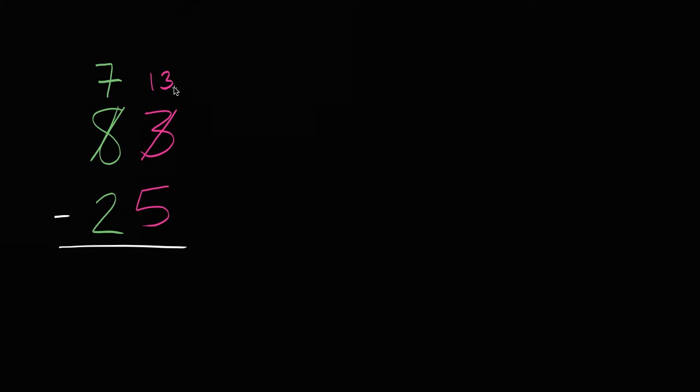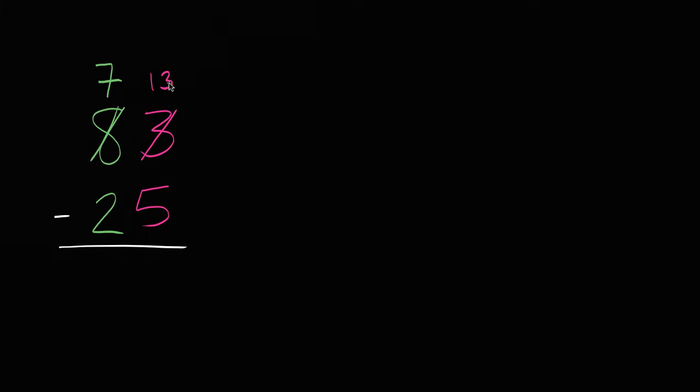So what did I do again? 83 is 8 tens and 3 ones. You could also think of it as 7 tens and 13 ones. And I'm going to do it again in a couple of different ways to make that clear. But let's just work through this now.